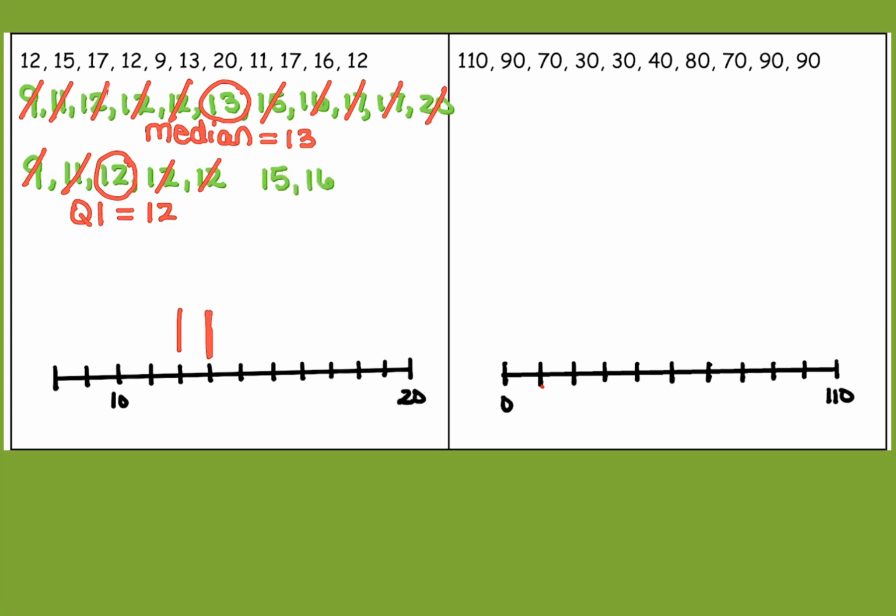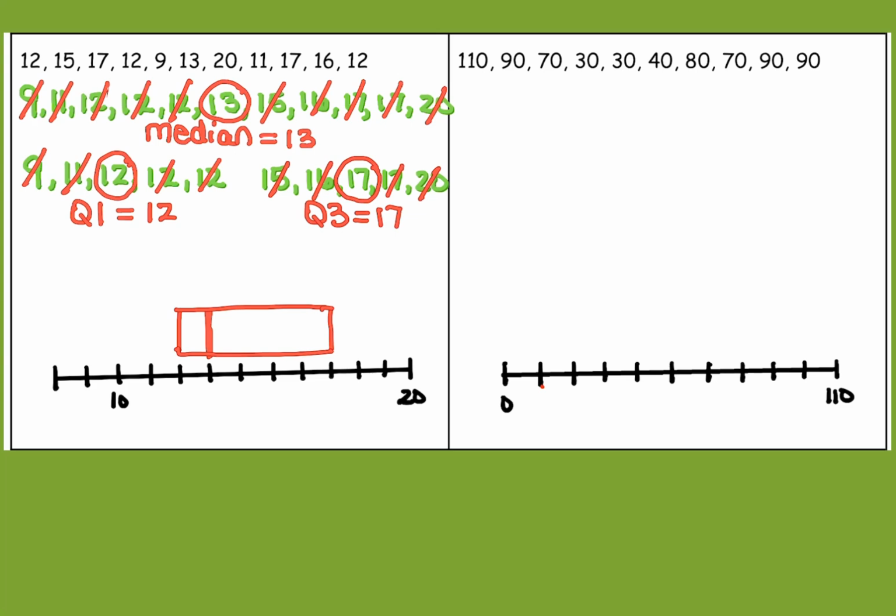We have 15, 16, 17, 17, and 20. We're going to mark these off from the lowest, the highest, lowest, highest, and see that our middle value, or our Q3, is 17. Now let's mark that on our number line and draw a box. This is the box of the box and whisker plot.